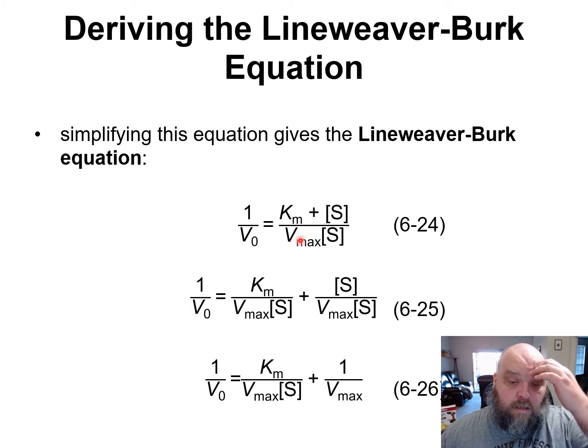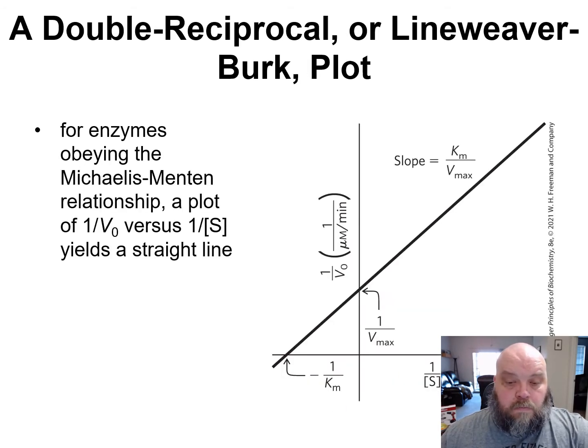You break this down, split this up. Km over S Vmax, S Vmax. Km over Vmax times S. So same denominator, just separate out the numerators. 1 over V naught equals Km over Vmax times the concentration of S plus 1 over Vmax. If you think about that, that's almost y equals mx plus b. Y equals mx plus b is the equation for a linear line.